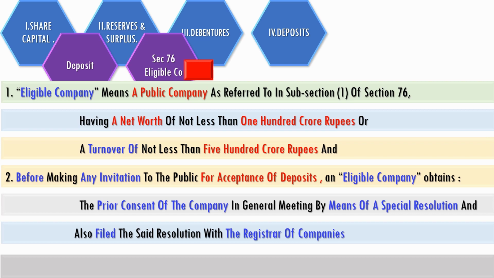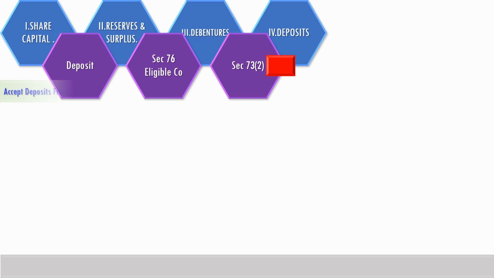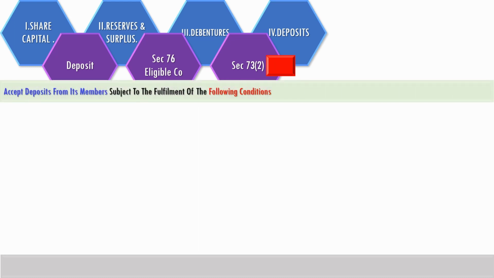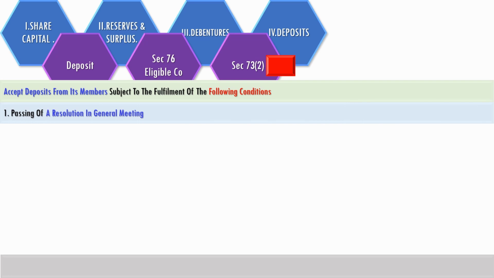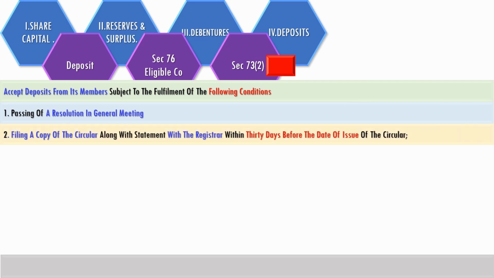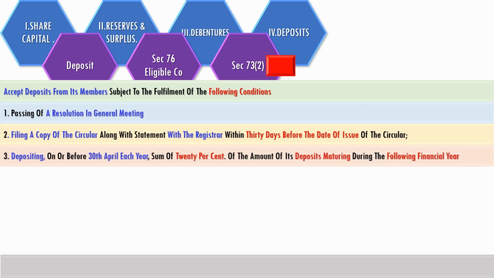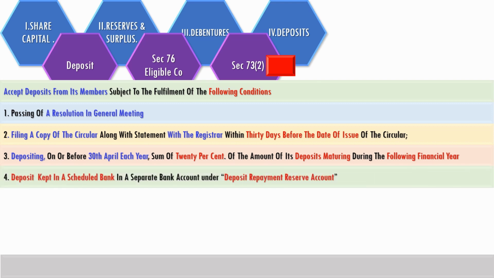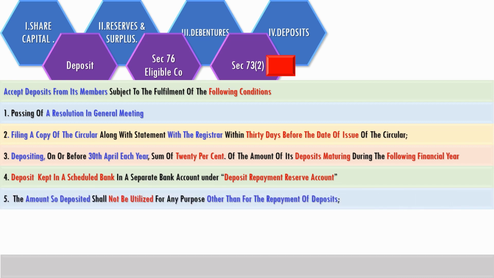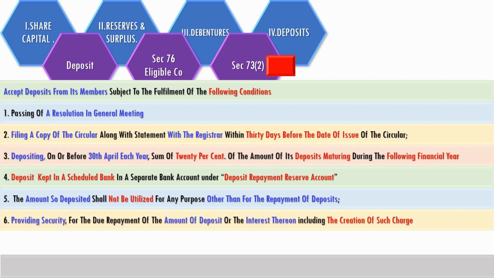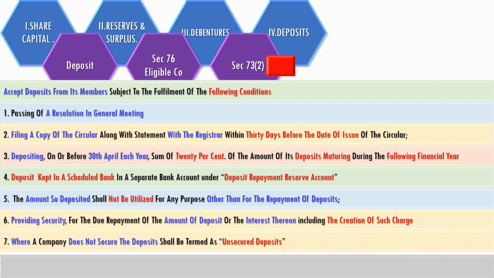before proceeding further. Section 73 subsection 2 provides for accepting deposits from members subject to fulfillment of certain conditions: passing a resolution in general meeting, filing a copy of the circular along with the statement with the registrar within 30 days before the issue, depositing every 30th April 20% of the deposits maturing in the following financial year under the bank account, deposit repayment reserve account in a scheduled bank, the amount not to be used except for repayment of deposits, arranging for providing security for due repayment of amount of deposit and interest thereon. Where a company doesn't secure the deposits, they shall be termed as unsecured deposits.